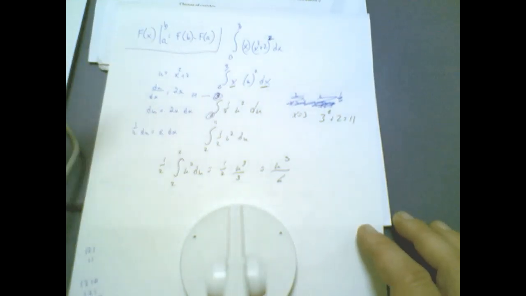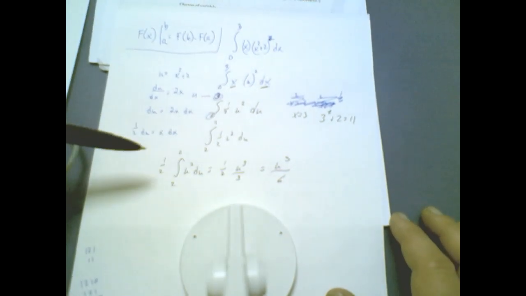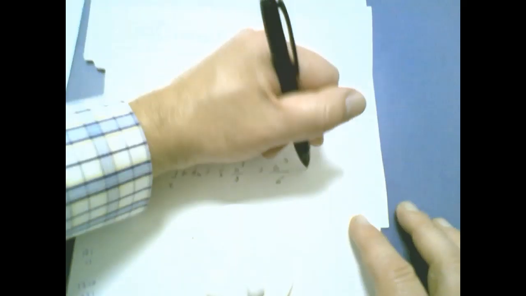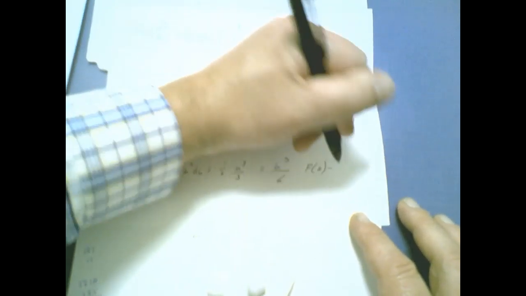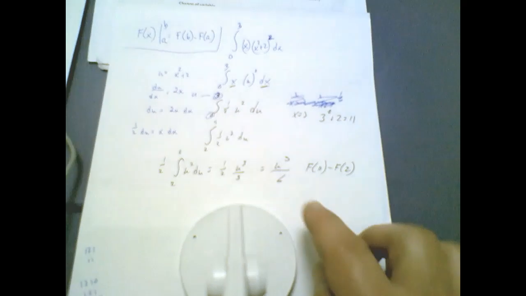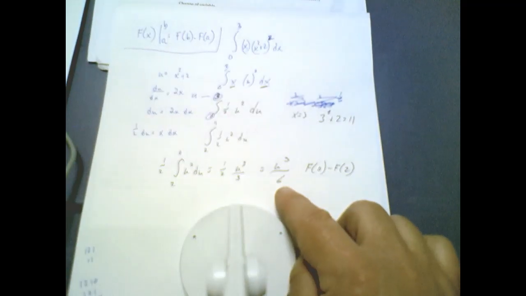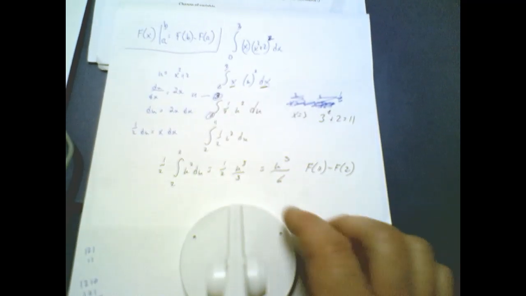I need to evaluate that where? Between, that's my antiderivative, I need to compute f of 11 minus f of 2. This is my good old antiderivative, u cubed over 6. Well, f of 11 is nothing more than 11 cubed over 6 minus 2 cubed over 6.